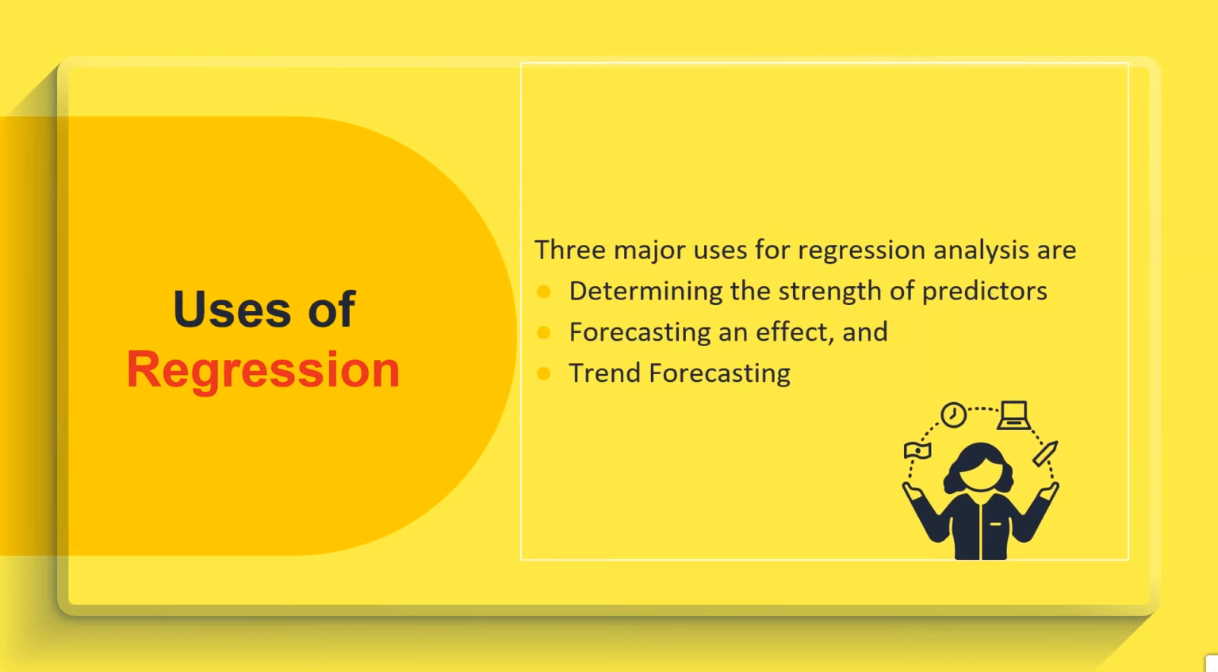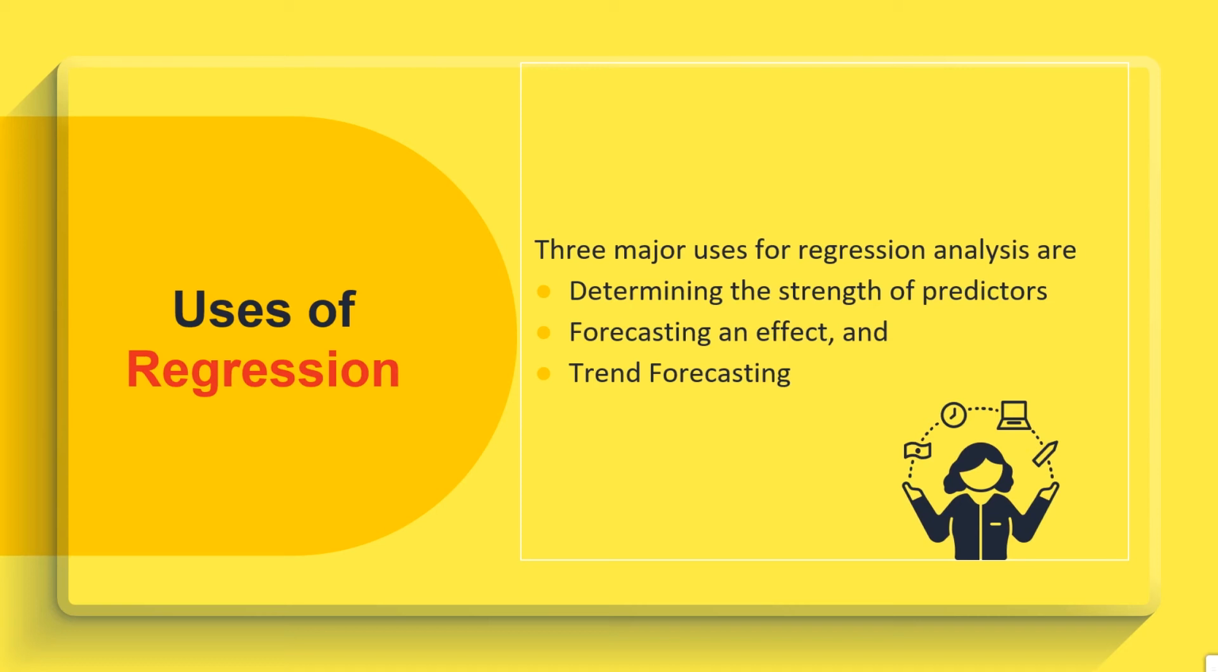Now you would ask, what are the uses of regression? Well, there are three major uses of regression analysis. The first being determining the strength of predictors. The regression might be used to identify the strength of the effect that the independent variables have on the dependent variable. For example, you can ask a question like, what is the strength of the relationship between sales and marketing spending, or what is the relationship between age and income?